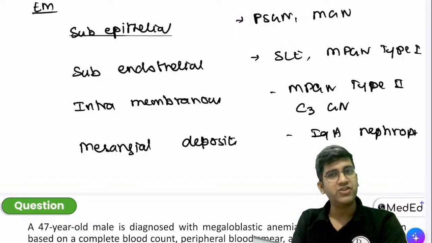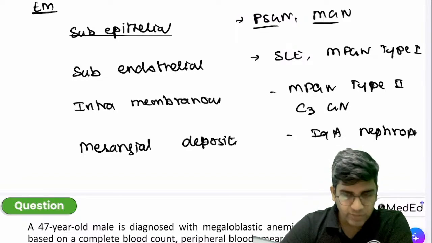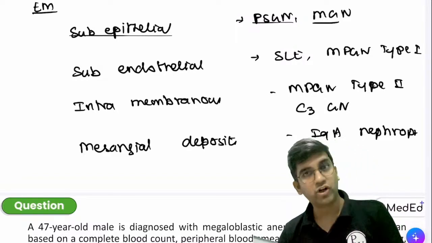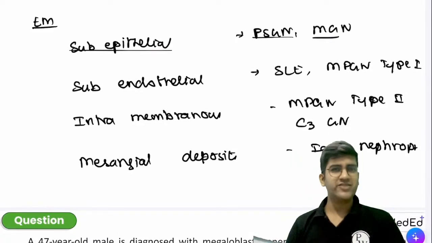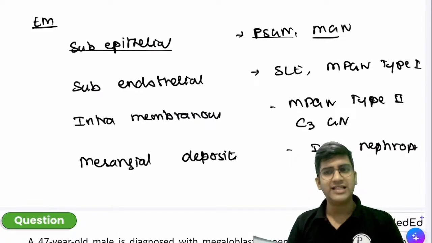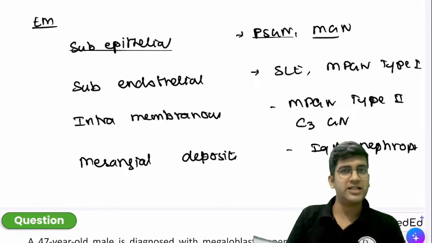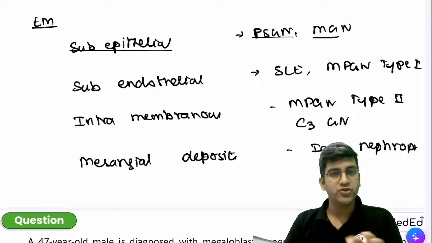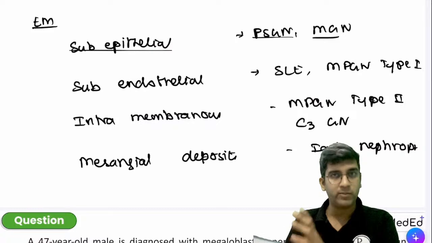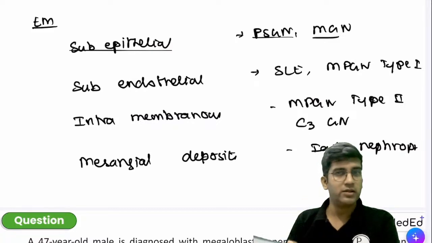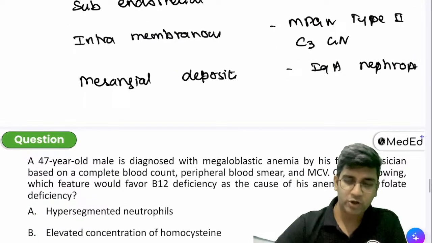Subepithelial is common, PSGN versus MGN. How do I differentiate these both? MGN is nephrotic, PSGN is nephritic. There's a very easy way to differentiate them. SLE is a type of MPGN type 1, MPGN type 2 and C3 glomerulonephritis are intramembranous, mesangial is classical IgA nephropathy, right? So these are a few things I want you to remember for electron microscopy, though not very important, but required, right?